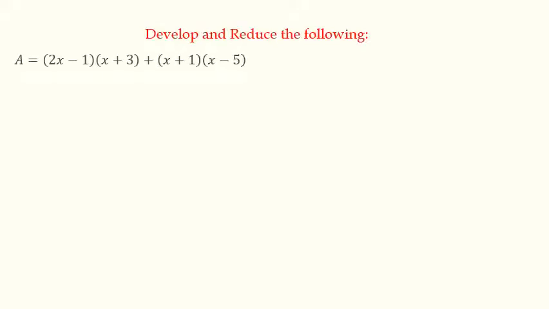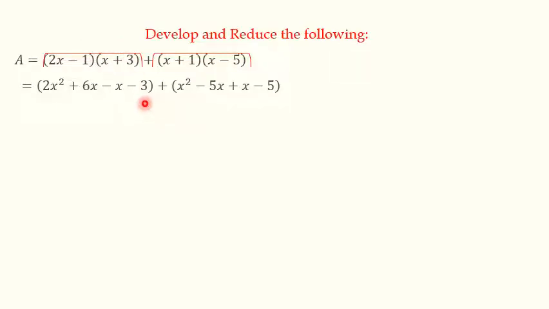Now, how to develop and reduce? It's a long expression. We have 2 parentheses multiplied by each other, then the result is added to other 2 parentheses multiplied by each other. We know that priority goes to multiplication. So let's develop both of them and then add the results. Let's start with 2x minus 1 into x plus 3. 2x times x is 2x squared. 2x times 3 is 6x. Minus 1 times x is minus x, and minus 1 times 3 is minus 3.